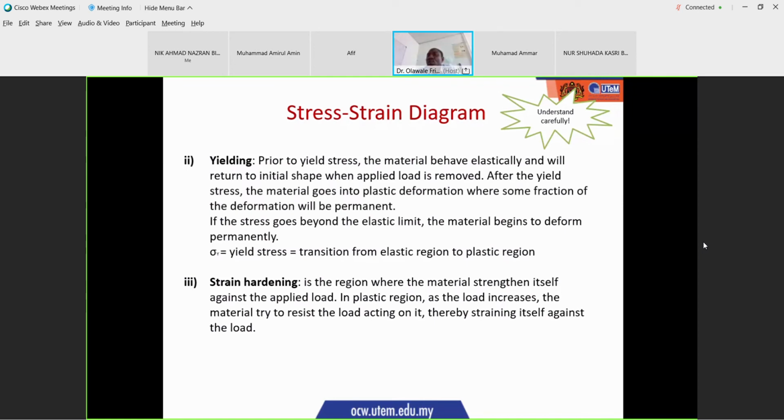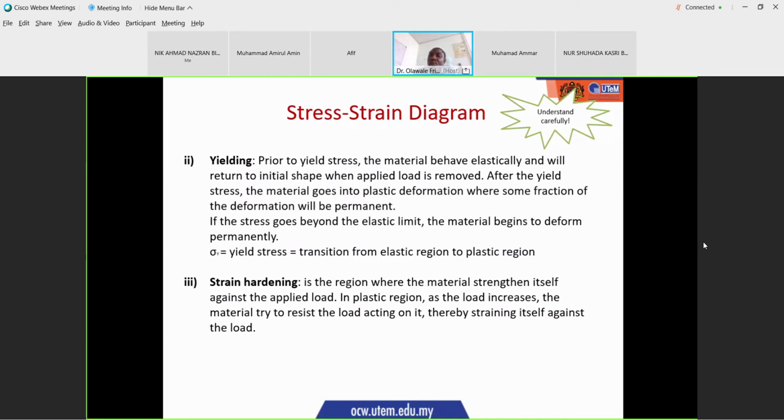Then strain hardening. This is a region where the material tries to strengthen itself, tries to defend itself against the applied load. In the plastic region, as your load increases, the material will try to resist, defend itself against the load acting on it, thereby straining itself, trying hard to withstand the load.